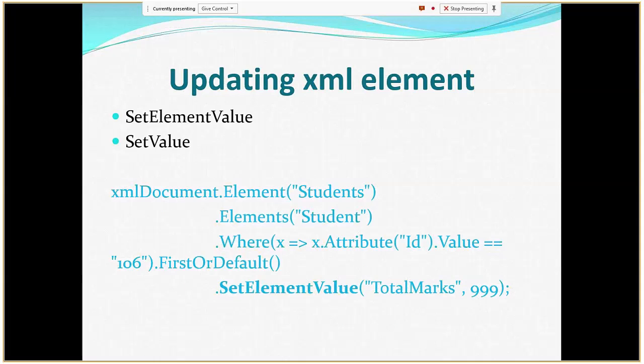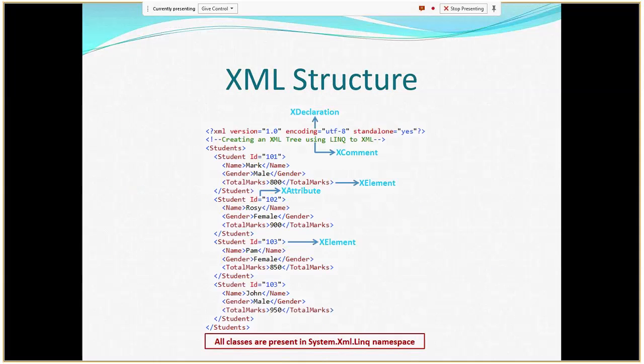Then we'll go for updating an XML element. On a general basis we have two methods: SetElementValue and SetValue. Whenever we are updating any XML element, we filter out the specific thing which we want to update. Then by using SetElementValue, we update its element. Our element is total marks. As we see in our XML structure, inside the student we have name, gender, total marks. Total marks is also an element there because it is inside angular brackets.